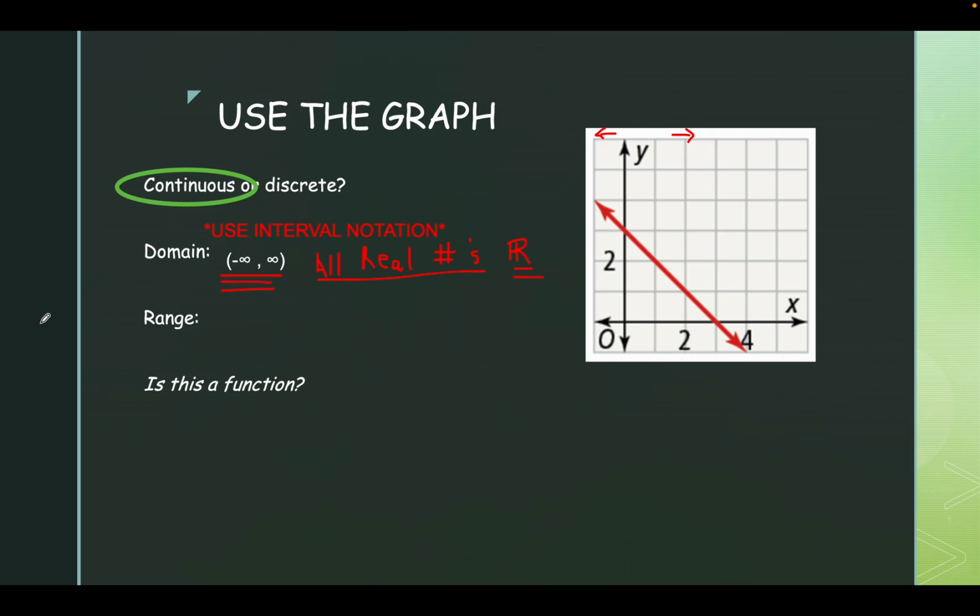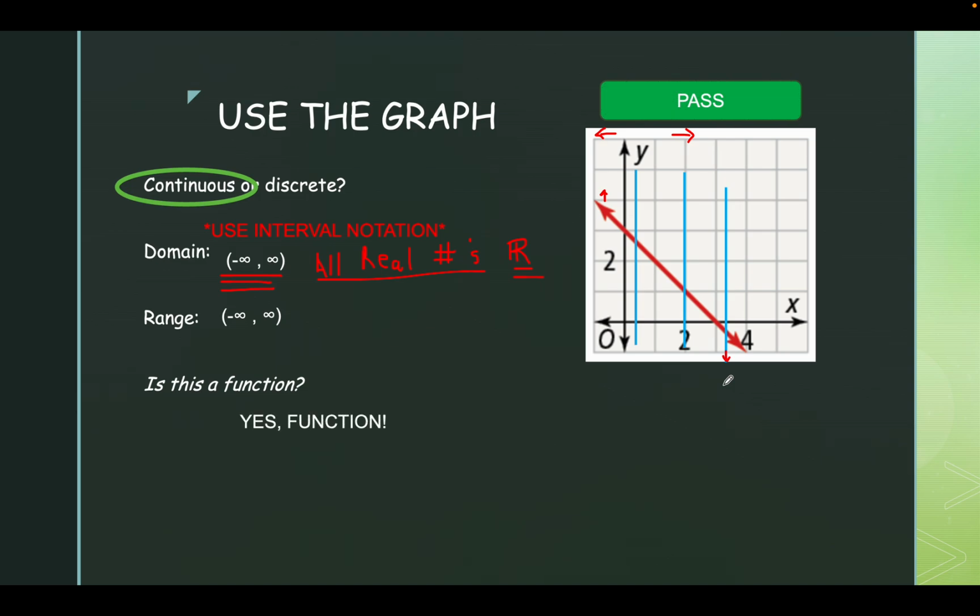It does not stop. The range, for doing the same thing, again, you see the arrow, it's traveling up in the y direction forever, and this one's going down forever. So therefore, it's going from negative infinity to positive infinity. We check to see if it's a function. We can draw our vertical lines. It passes. Therefore, it is a function.